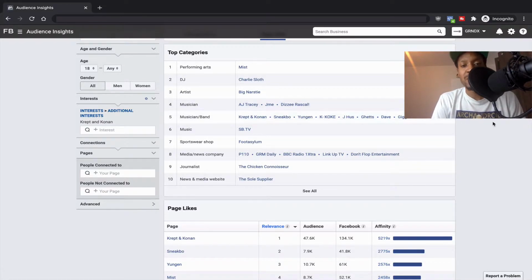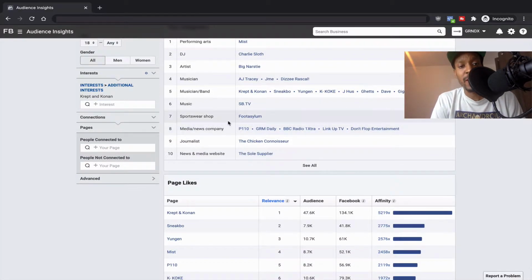And one thing I want to mention here is that you don't have to just stick to musicians. What you can do also as well is branch into other stuff such as entertainment platforms. So music platform SBTV is there. Then we go to media/news companies. We've got P110, Grime Daily, BBC One Extra. You can see that's popped up as the categories that are also related to Krypton Conan.